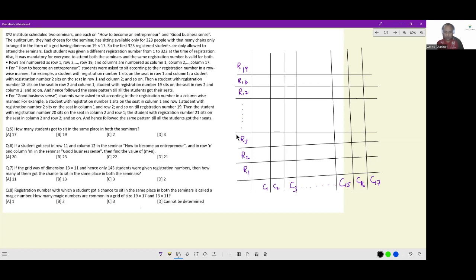This portion here is mangled because I directly jumped from R3 to R17 and C3 to C15. I've simply taken up the first 3 and the last 3 rows and columns.